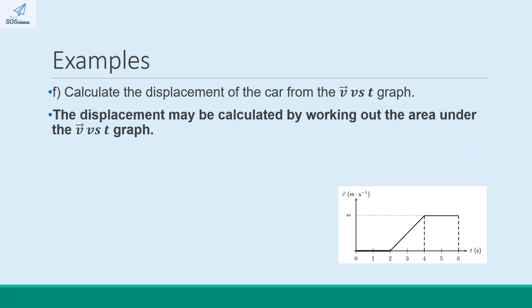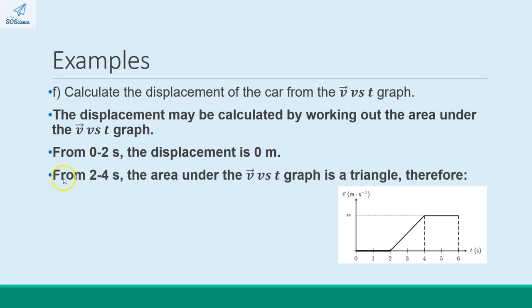So we're going to work out the area under the VT graph. So from 0 to 2 seconds, there is no area. So the displacement is 0. And the reason that there's no area is because there is no motion. So there's no velocity. So there is no displacement.